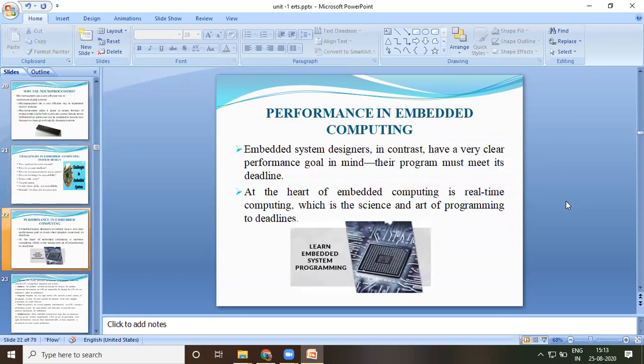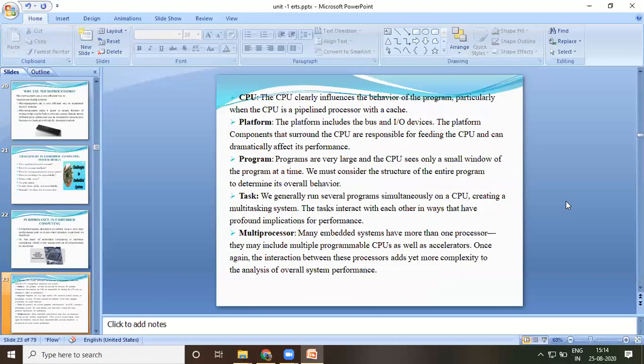Okay. The next one is performance in embedded computing. Embedded system designers, in contrast, have a very clear performance goal in mind. The heart of the embedded system is a processor. The program loaded onto it dictates the behavior of that particular embedded system, and that program also has to meet deadline constraints.